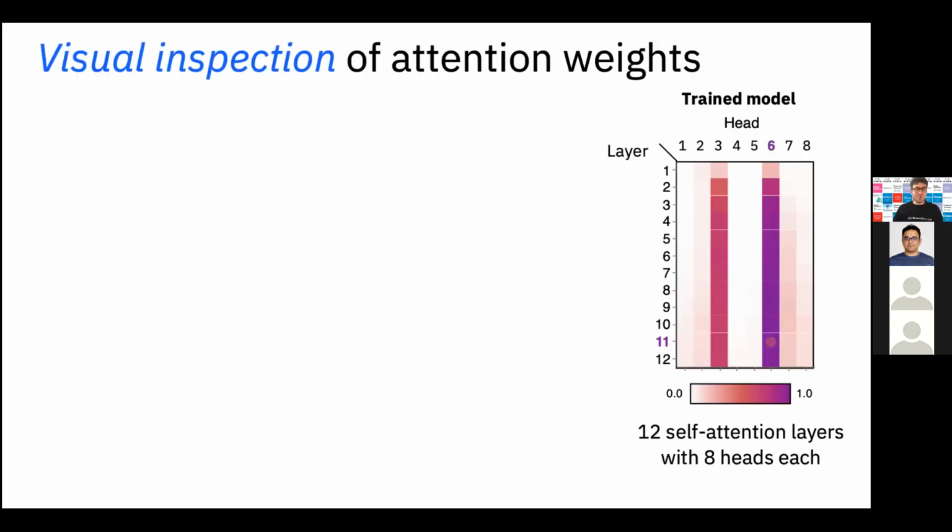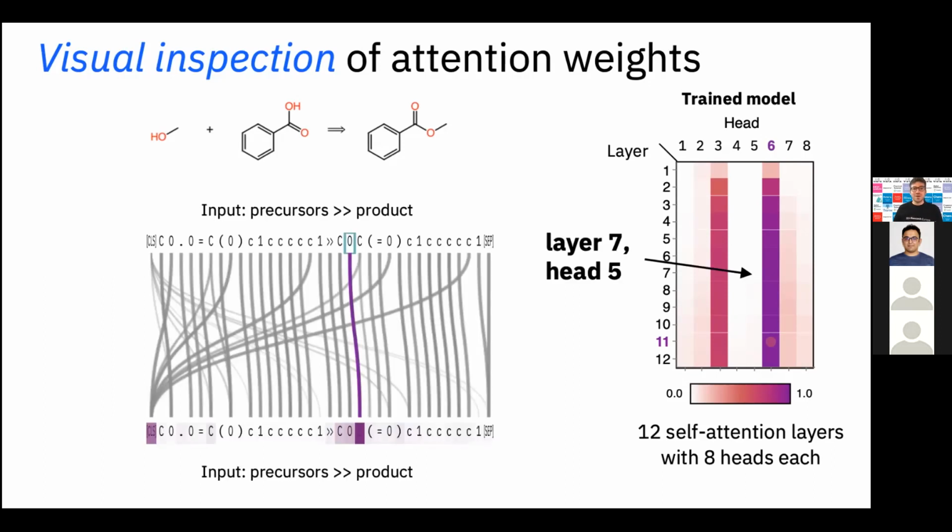Here, it's important for you to see that the model we investigate has 8 heads in 12 different layers. And we can basically look at all the signals that the model had learned in all those individual heads. We can take a reaction as an input and then highlight what the head would have learned for this specific reaction.